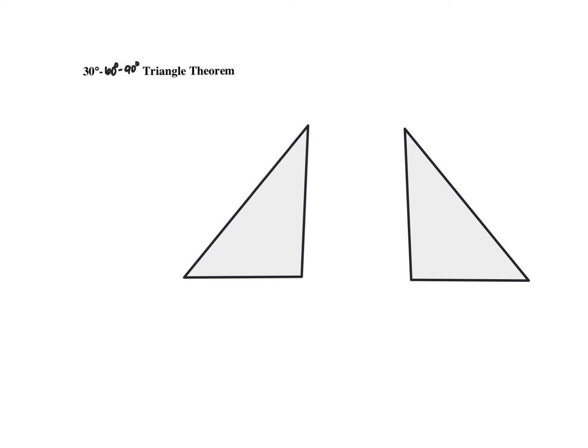Okay, so now I've changed it to 30, 60, 90. So let's fill out the triangle on the left-hand side. So we know that there was a 90-degree angle. This one was 60. This one was 30. And based upon our last exercise, this was x. This was 2x. And the long side was x root 3.